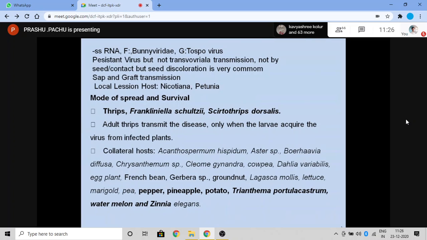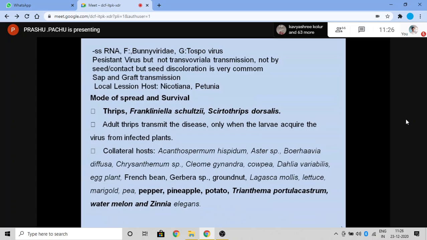It is not transmitted through seeds. It is not seed-borne in nature, and also not through leaf contact. But the only thing is the seed discoloration is very problematic in this disease. It is also transmitted through sap as well as through grafting. Then, for the local lesion hosts here, Nicotiana and Petunia are the indicator hosts for this tomato spotted wilt virus. Nicotiana tabacum and Balsamina are the main indicator hosts for the diagnosis of this virus disease in tomato.